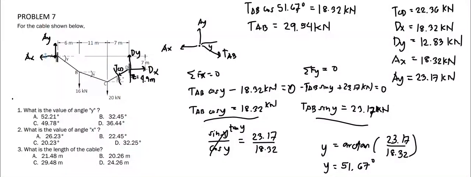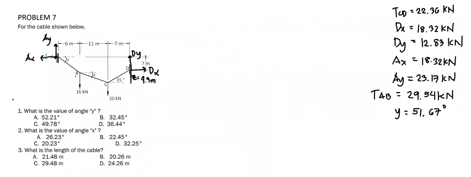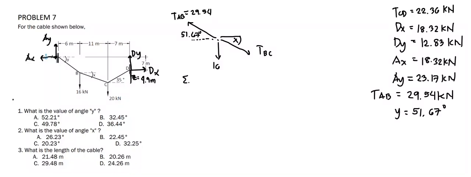So let me erase this. Now that we have tension AB, we can proceed to solving for angle X by considering point B. At point B, we have a 16 kilonewton force downwards. We have tension AB, 29.54 kilonewtons, with an angle of 51.67 degrees. And we have a tension force BC that is acting in the direction of X degrees. Now that we have tension AB, we can solve for the value of TBC and X by doing summation of forces vertical and horizontal.